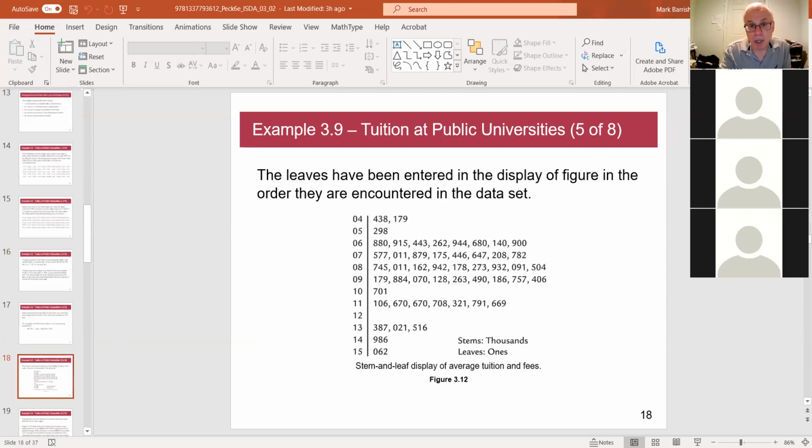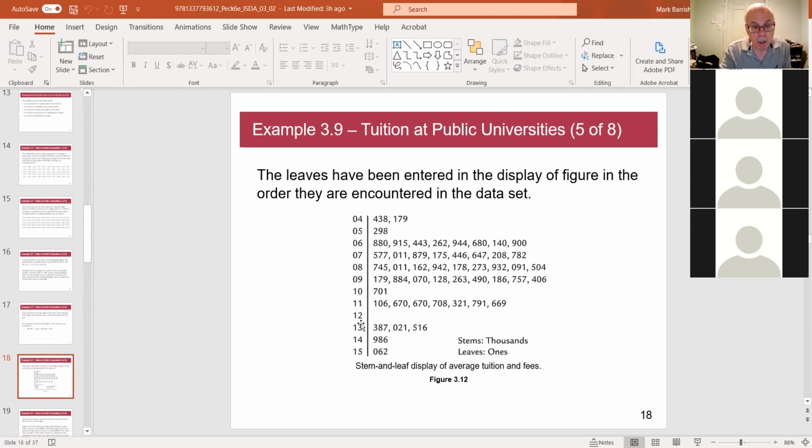So how would you read the numbers in this stem and leaf display? Well, the first number would be, the stem is 04 and the leaf is 438. So this would be 04,438, or $4,438. Second number would be 04,179. That's $4,179. Let's go down here.